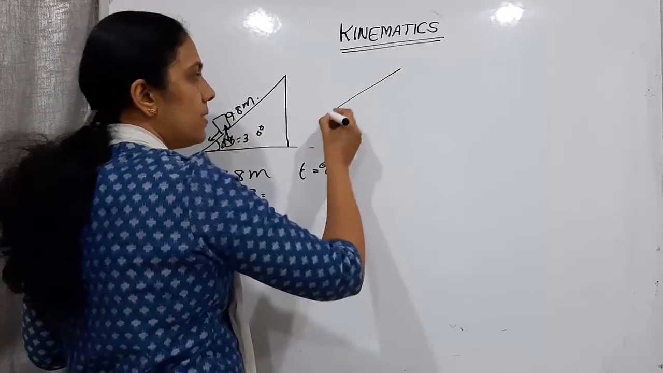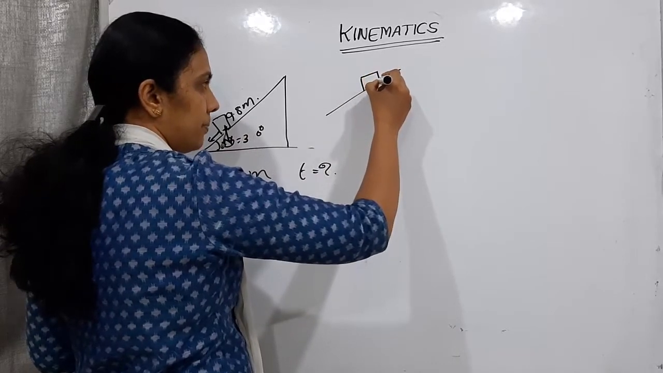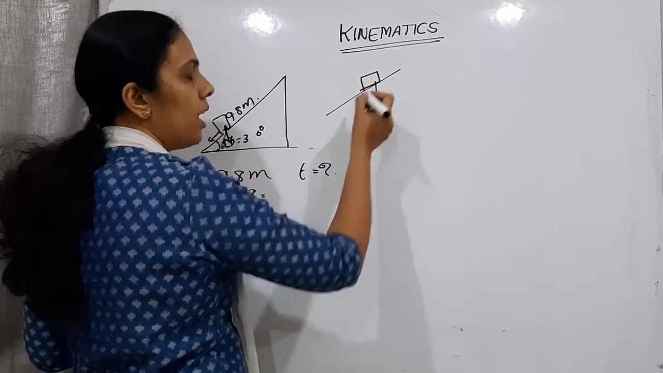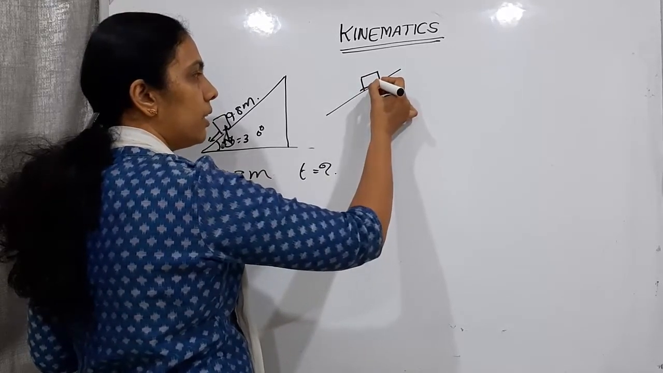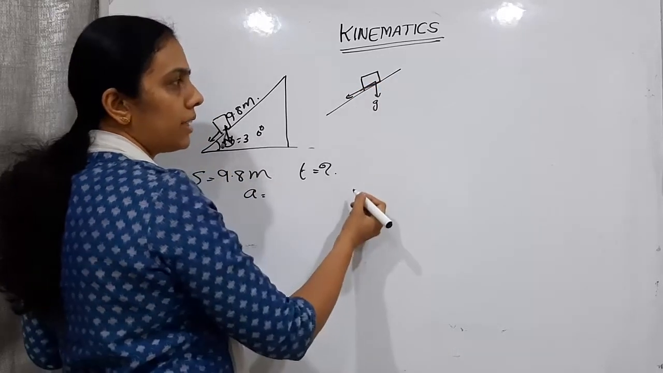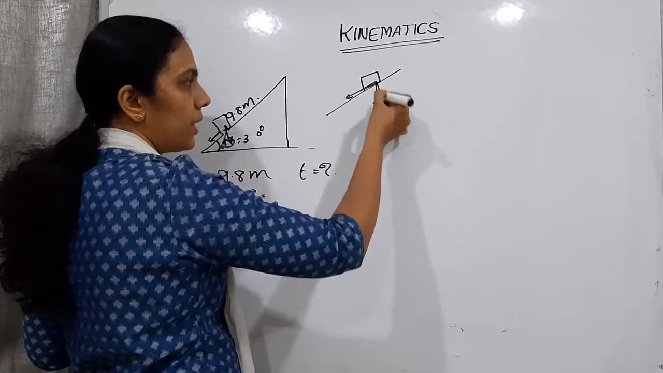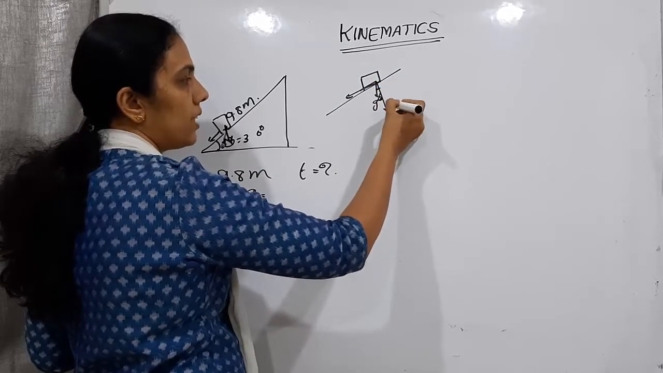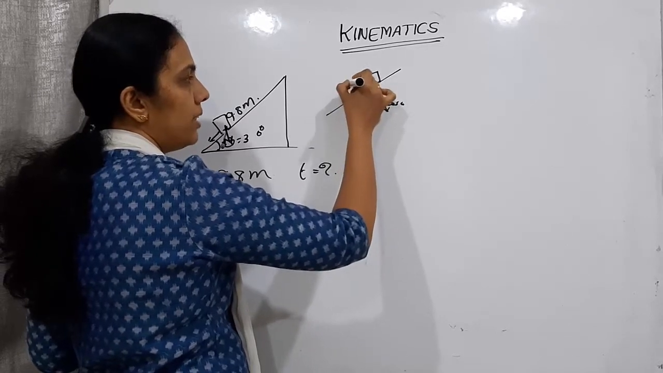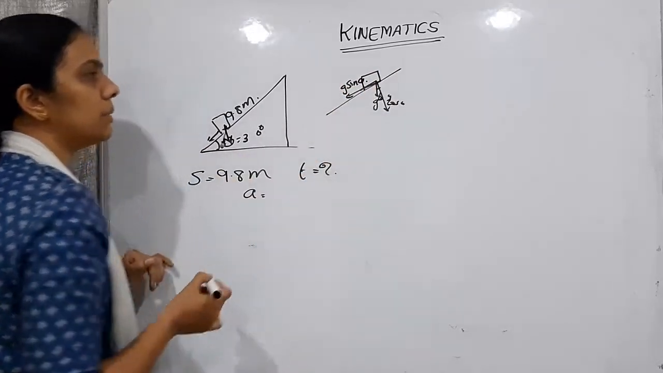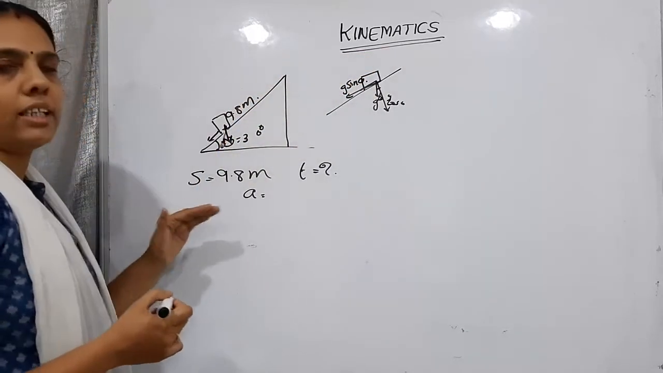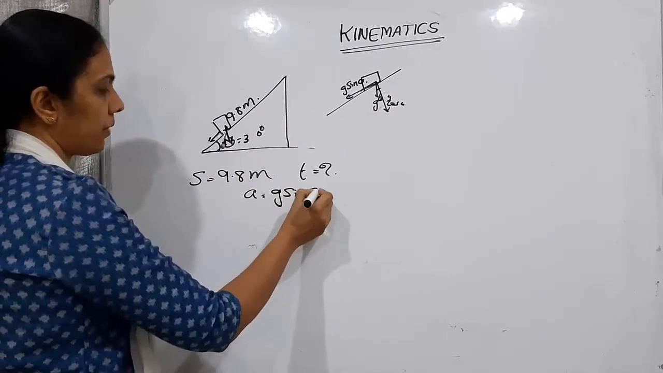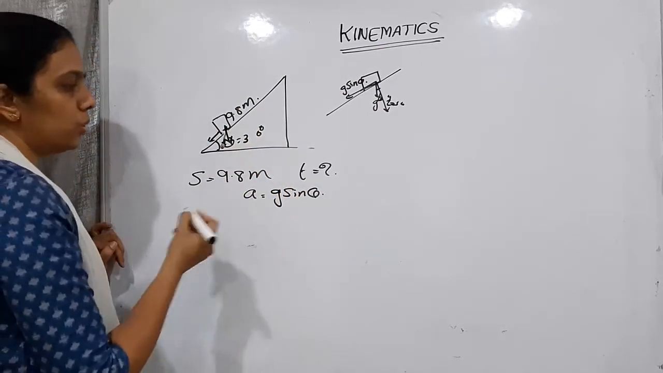So an object is on an inclined plane like this, and its acceleration g acts exactly downwards. How much acceleration will be acting along the incline? See here, we can divide it into components. This is theta, and here it will be g cos theta, and this will be g sin theta. So the acceleration acting along the inclined plane will be g sin theta. Now we can apply s equals ut plus half at square.